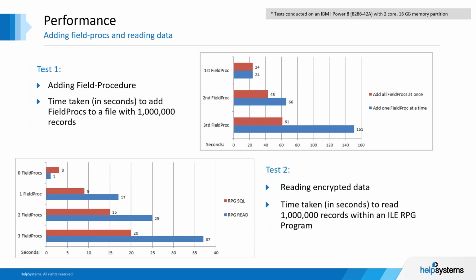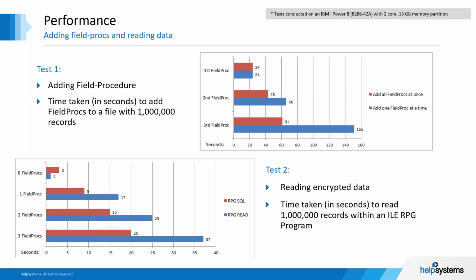One of the most common discussions comes from the performance aspect of a field proc. So here are some tests that we conducted. This was performed on an IBM Power 8. It had 2 cores and a partition with 16 gig of memory. One of the things that we learned quickly is that when you add multiple field procedures to a file, it is much more advantageous to actually assign all of the field procs at once.